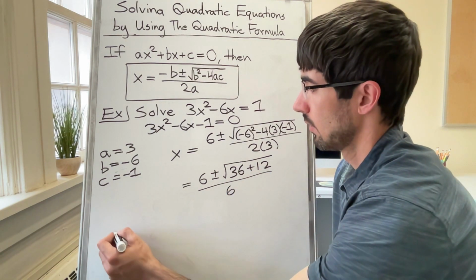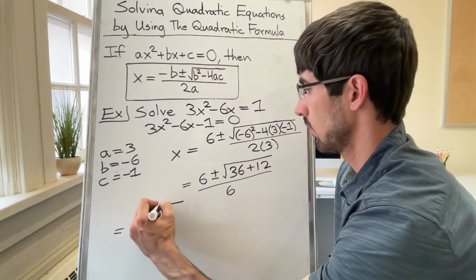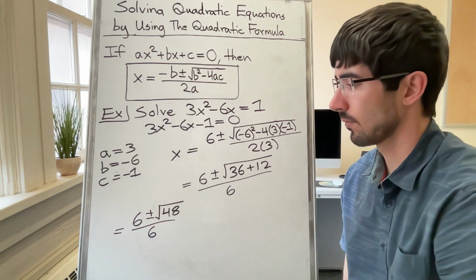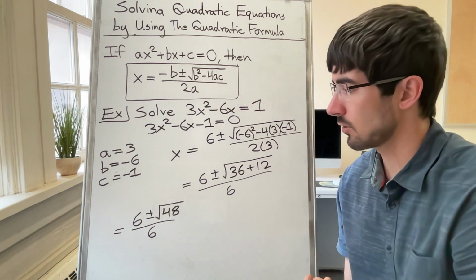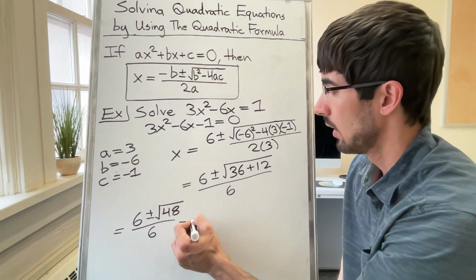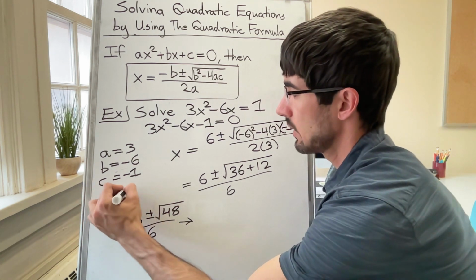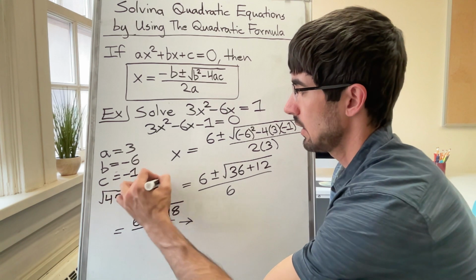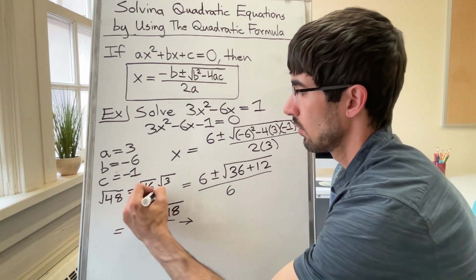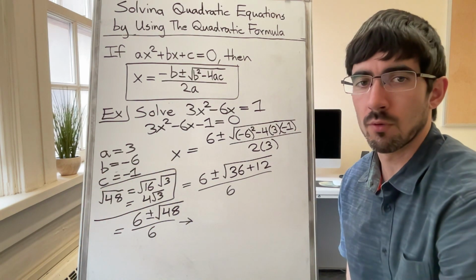So we have 6 plus or minus the square root of 48 over 6. But we're not finished, right? Because the square root of 48 can be simplified, that can be rewritten. I'll show that here on the side. The square root of 48 is the same as the square root of 16 times the square root of 3, which equals 4 root 3. So there's my simplification for the square root of 48.